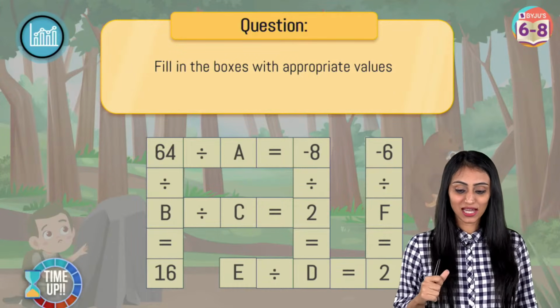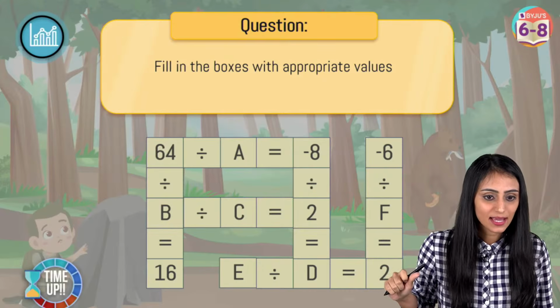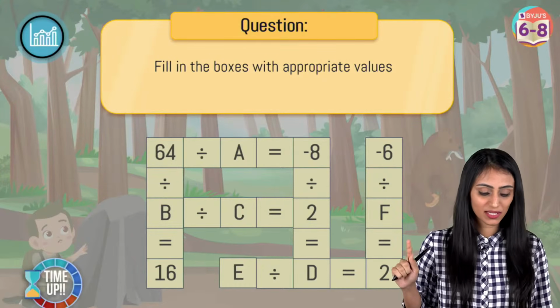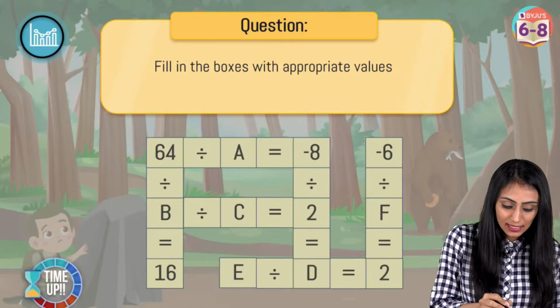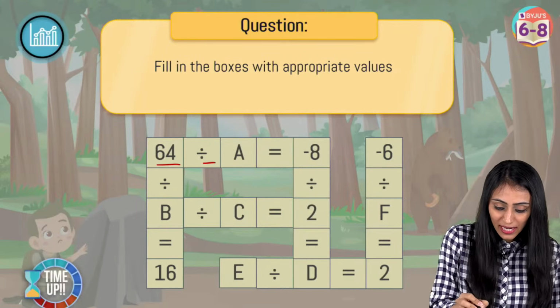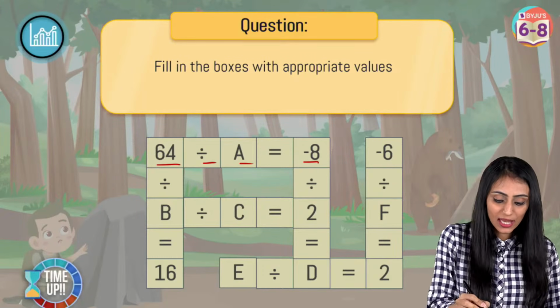All right, so time is up. I can see answers: A is minus 8, A minus 8, B minus 4. Okay, let's check the result. So we are saying 64 divided by A gives us minus 8. So what is A going to be in this case?